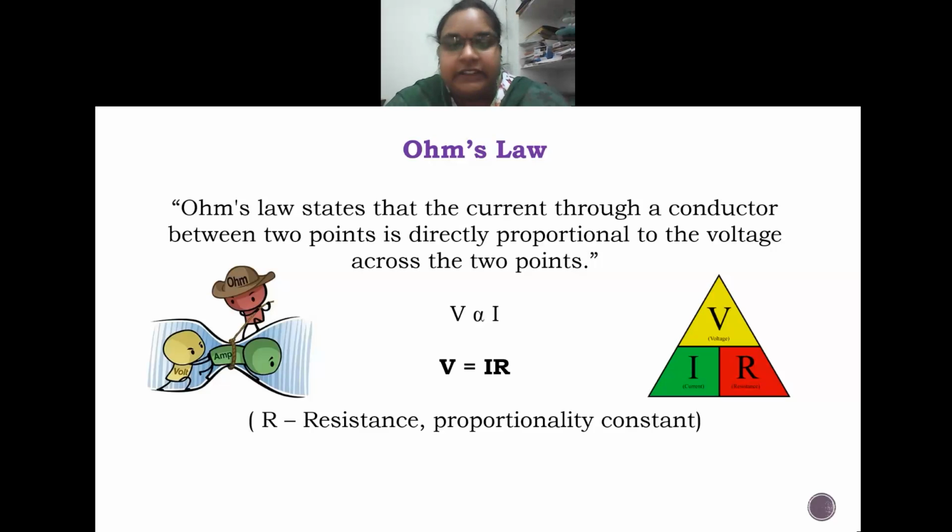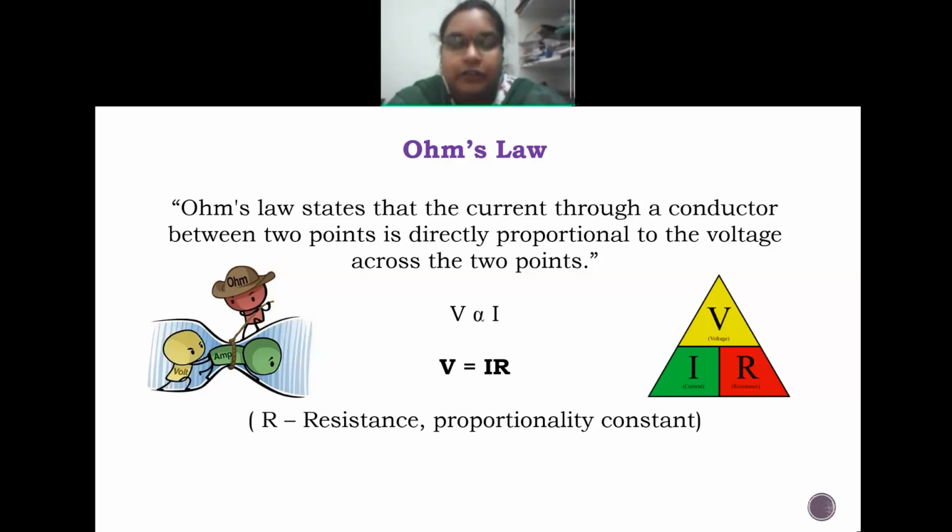So V is directly proportional to I. V is equal to IR. We are introducing a proportionality constant here to convert our proportionality into an equality. What is that proportionality constant? R. R is nothing but the resistance, which we have already seen. What is the nature of resistance? It is the opposing property of the conductor.